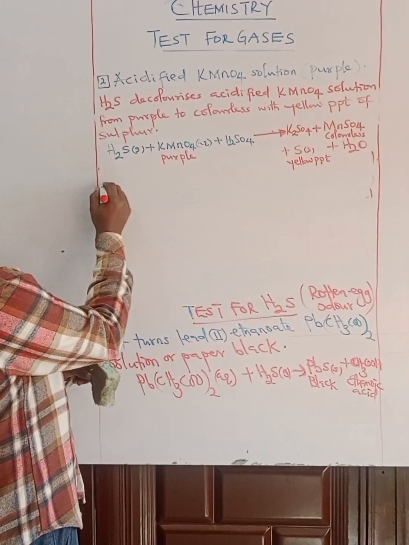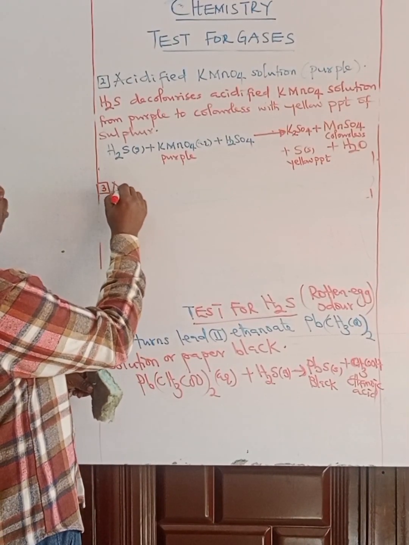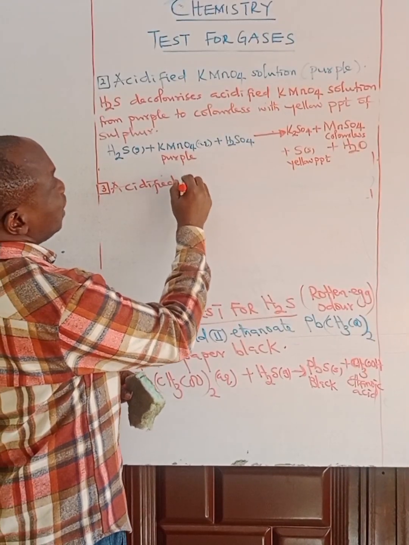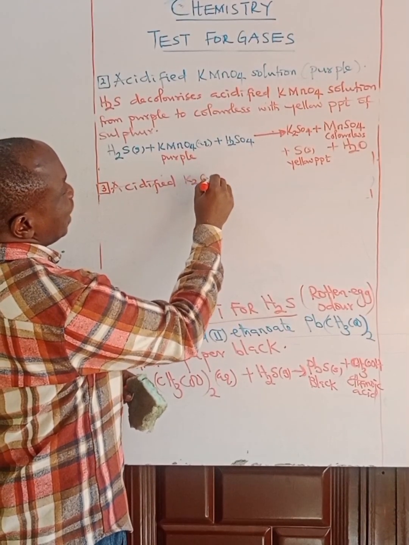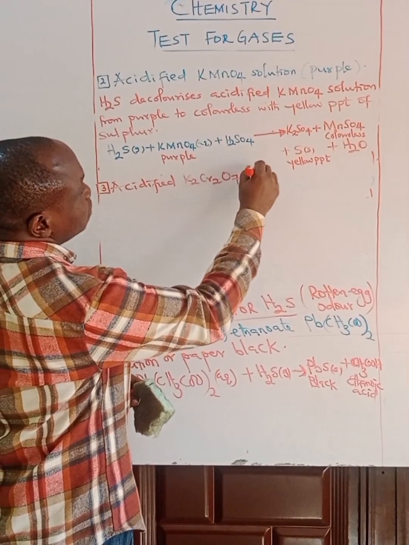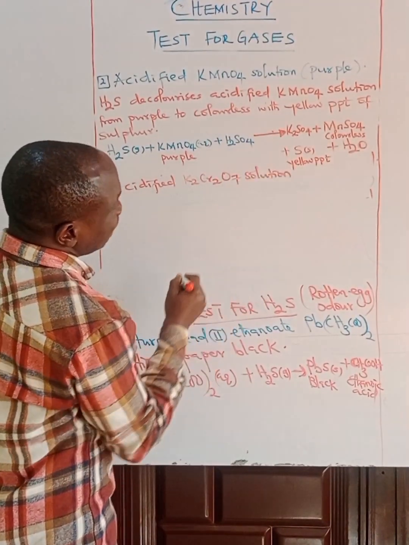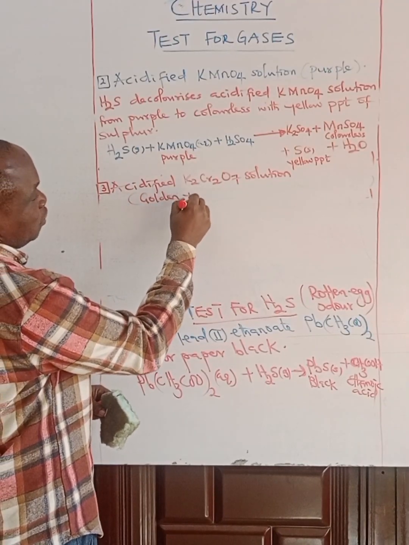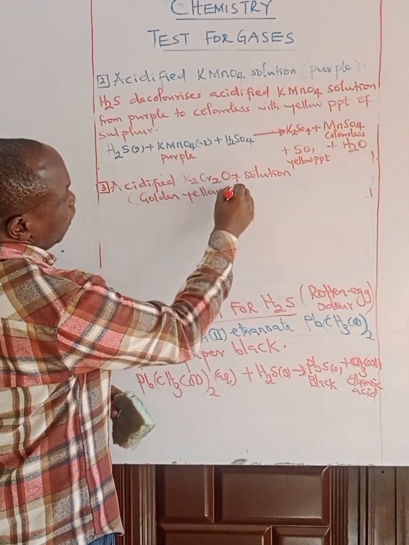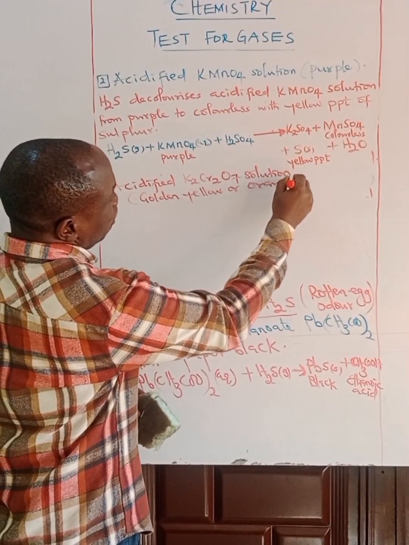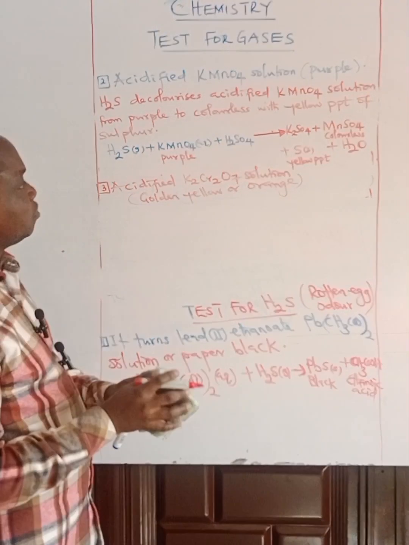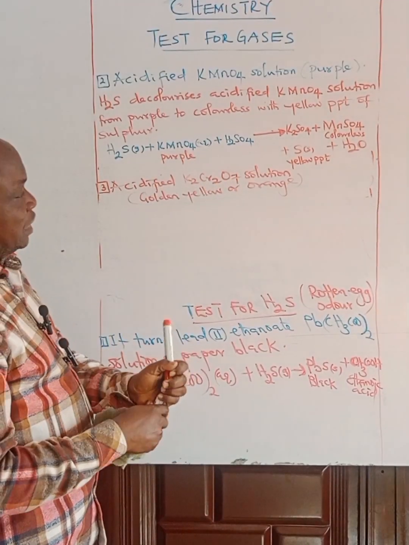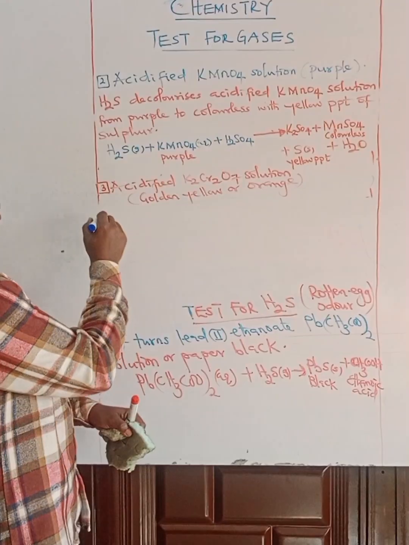If you don't use that, we use number 3. Another thing you can use is acidified K2Cr2O7 solution. That's another reagent that can be used. The color of this is golden yellow or orange. Acidified potassium dichromate(VI), that's another thing you can use. How do we use it?